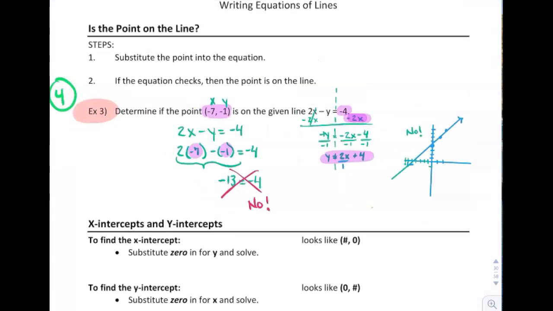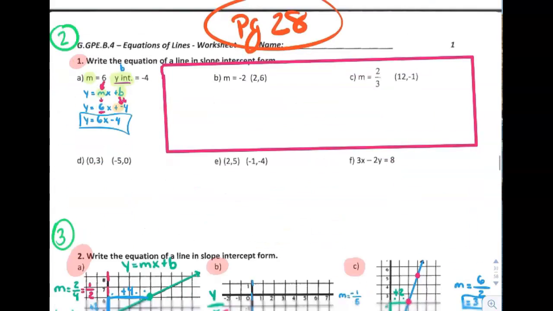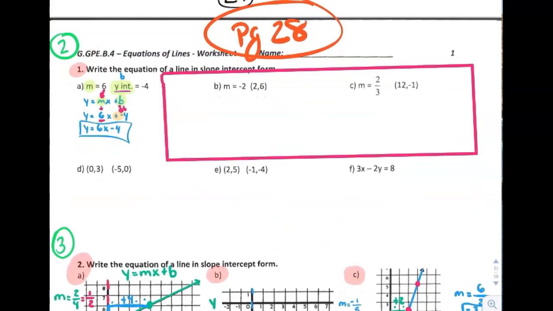Okay, so today, first of all, let's go to page 28, which we did some things on yesterday. But beyond number 1, we didn't do anything else on the top. So we're going to talk about questions 1, B, and C today, right inside here.